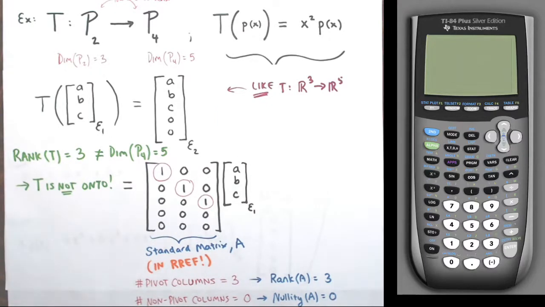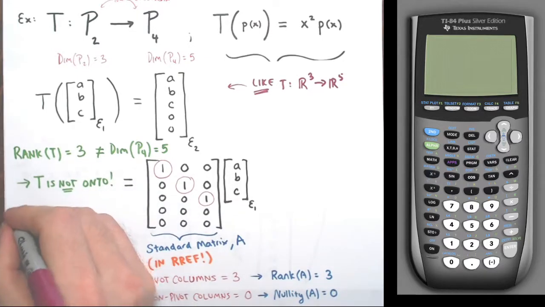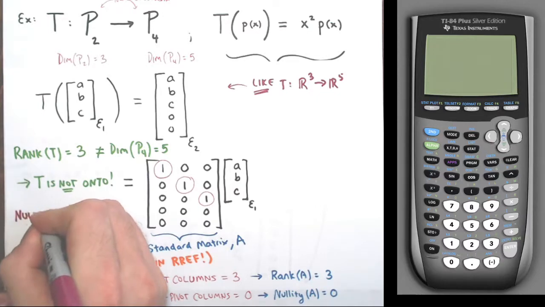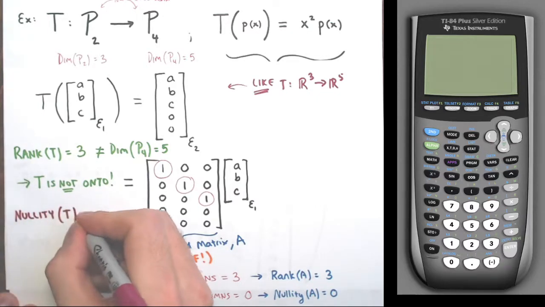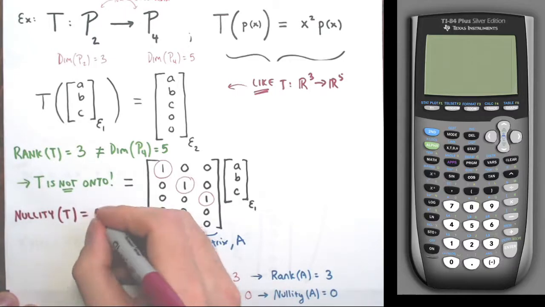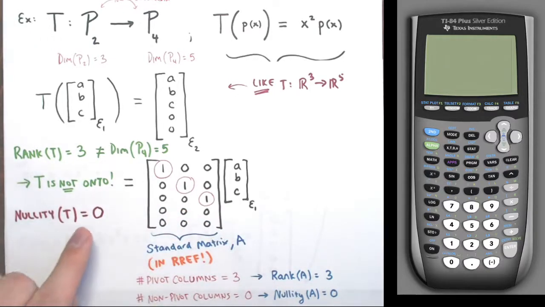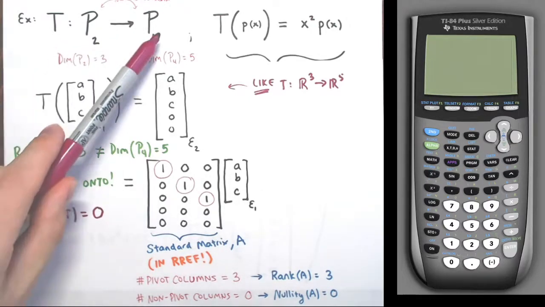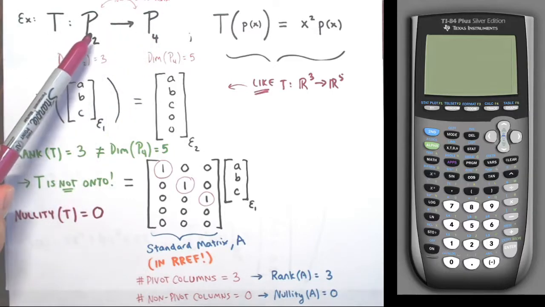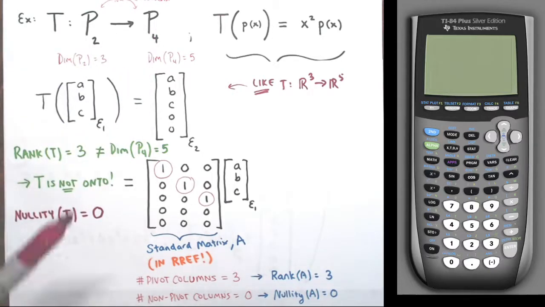We're also seeing the nullity of A. The nullity of our standard matrix is the same number as the nullity of the transformation. So the nullity of the standard matrix was 0. The nullity of the transformation is 0. Meaning that the null space of this transformation contains only the 0 vector. The only polynomial that will map to the 0 polynomial is the 0 polynomial. The 0 polynomial here will map to the 0 polynomial there, and that's the only one, according to what this is saying.